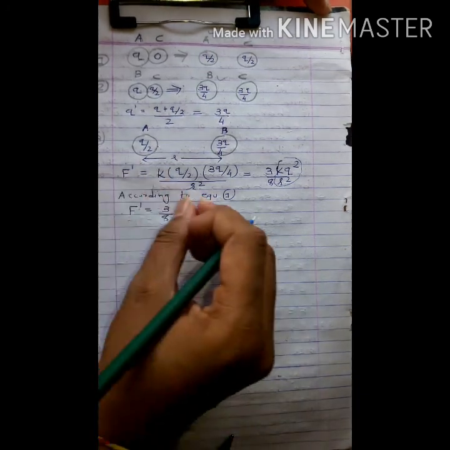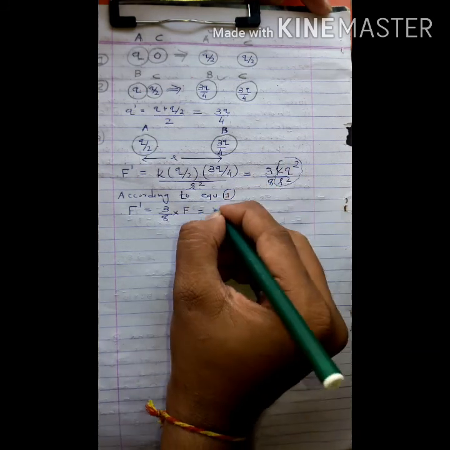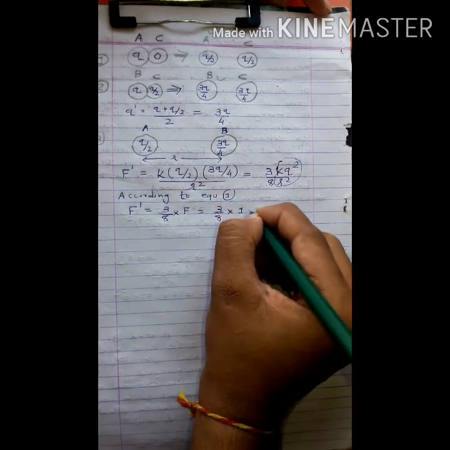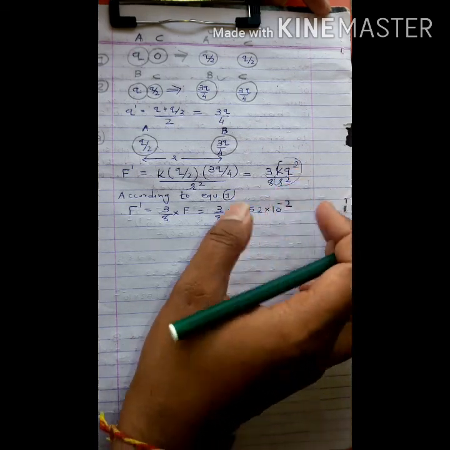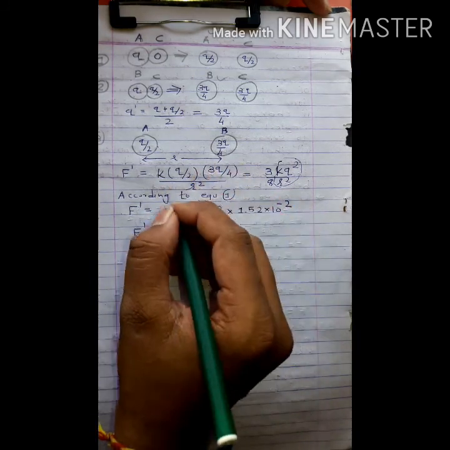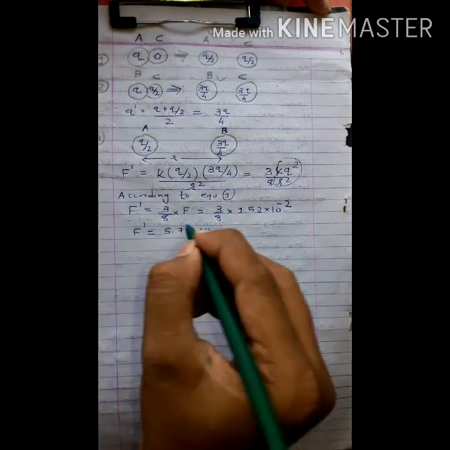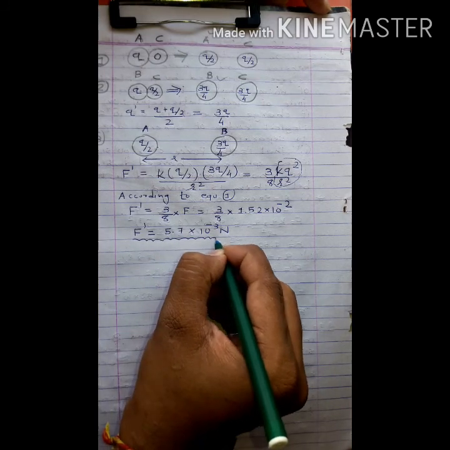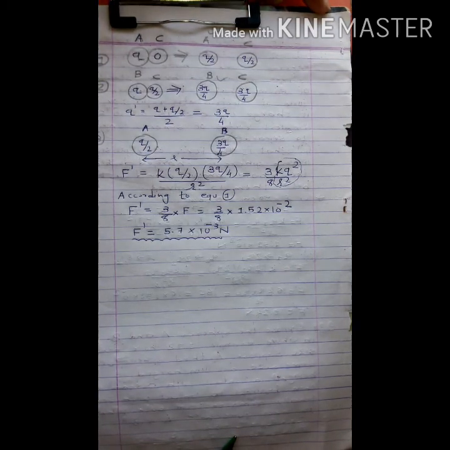But we already know the value of F in example number 1.12, so here we will use its value. So 3 by 8 into the value of F, which is 1.52 into 10 raised to minus 2. So try to solve this term. So the new force F dash in this example becomes 5.7 into 10 raised to minus 3 Newton. So this is the new force of electrostatic repulsion acting between these two spheres.